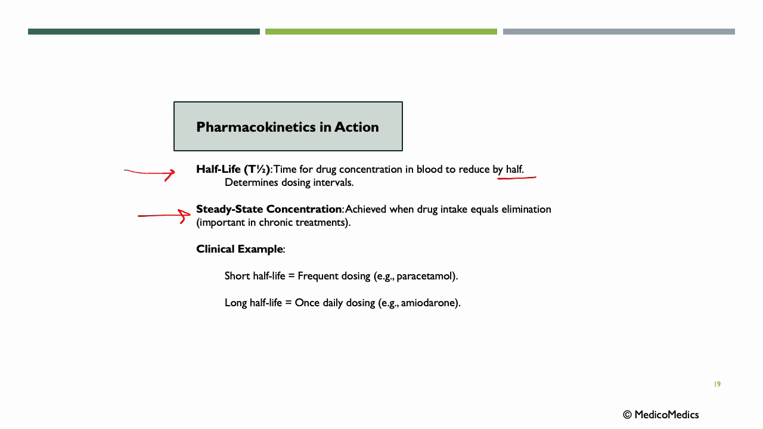For example, drugs with a short half-life, like paracetamol, require more frequent dosing, while those with a long half-life, like amiodarone, can be given just once daily. Understanding this helps tailor dosing regimens to maximize effectiveness and minimize toxicity.